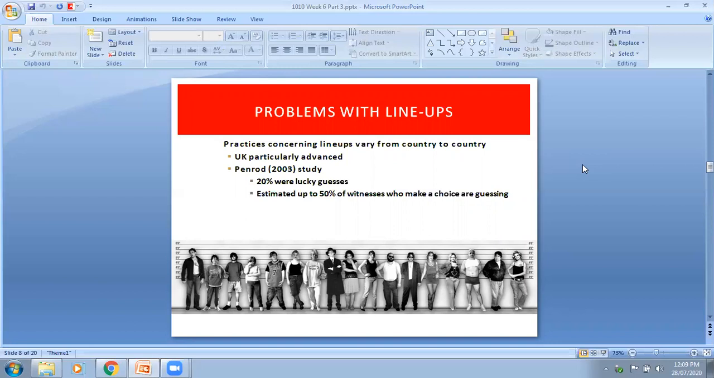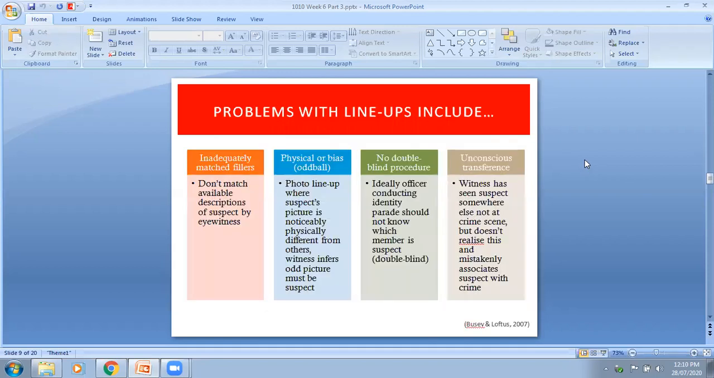Penrod in 2003 did a study where he found that in 20% of cases where an offender was picked out, it was a lucky guess. And it's estimated that up to 50% are making a choice by guessing. And anyone guessing is problematic, when the life of someone could be on the line, their freedom could be on the line. So these are what the problems are.